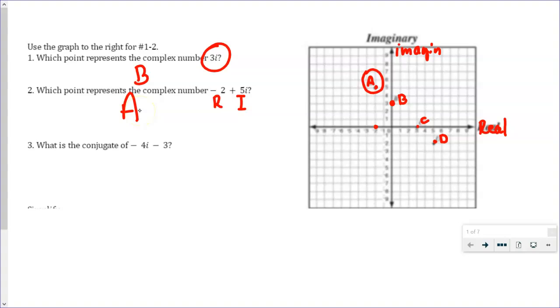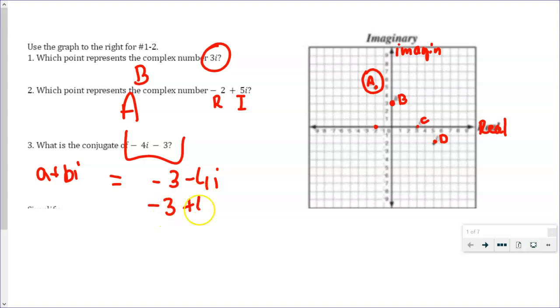Okay. Now, what is the conjugate of negative 4i minus 3? Again, the conjugate is the opposite imaginary part. So first, we have to put it into standard form, which is a plus bi. So that's going to be negative 3 minus 4i. And now, the conjugate will be negative 3 plus 4i. So the only thing we're changing is the negative and positive for the i.